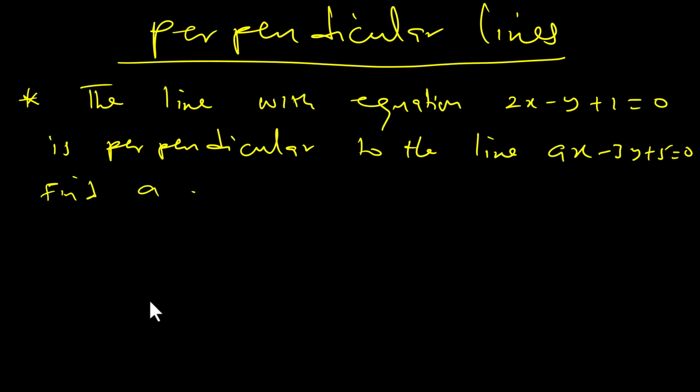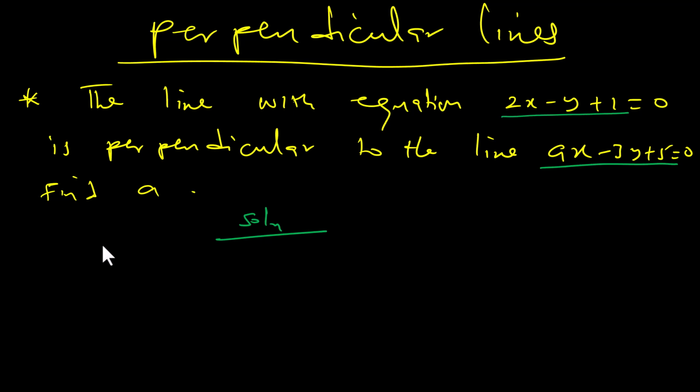Okay, so we have the line with equation 2x minus y plus 1 equal to 0 is perpendicular to the line ax minus 3y plus 5 equal to 0. Find a. So just as I said, the line with this equation is perpendicular to that. So we need the slope of this, then that of that. When we finish, multiply the two gradients and equate it to negative one. That's all.